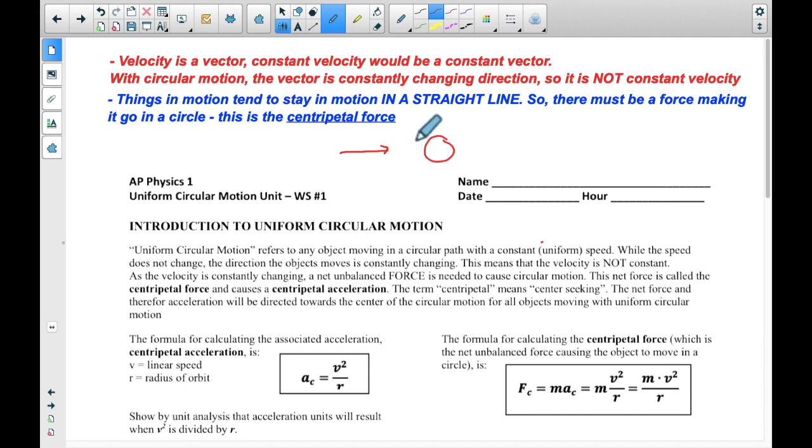Things in motion tend to stay in motion in a straight line. So there must be a force making it go in a circle, and that's the centripetal force. So if you have a ball and you roll it down the hall or down the driveway or down the street, down the bowling alley, it is going to go in a straight line unless something makes it move in a different manner. And so something going in a circle, something has to be making it go in a circle. Some sort of force must be causing it to go in a circle, otherwise it would go in a straight line, and that's called the centripetal force.